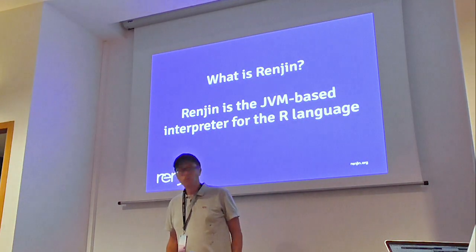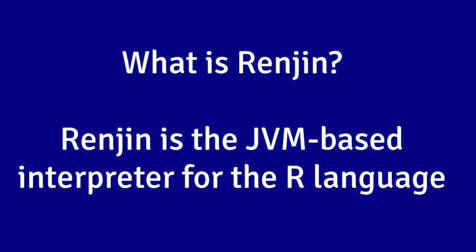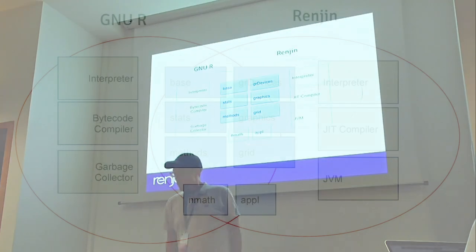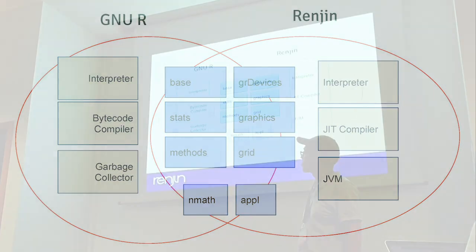So first up, what is Renjin? Renjin is the JVM-based interpreter for the R language. It's written in Java. It runs on the Java virtual machine. Basically, it inherits a large amount of code from GNU-R, so nearly all of the packages with some light modifications. Also, the amazing NMath library and the APPL library, we've incorporated those into the project.